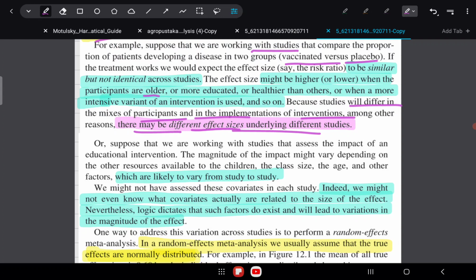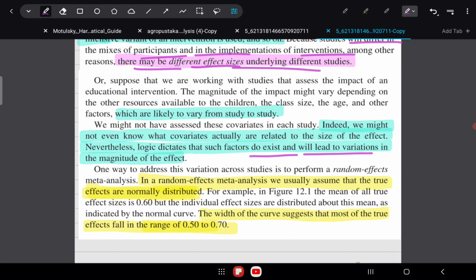And another example that this book gives is the impact of educational intervention. So let's say you are doing a meta-analysis to see the impact of educational intervention. Again, you have a reason to believe that the impact may be different across different studies, because different studies may have different populations, like different ethnic groups, different children, different class sizes, different age groups. We may not even be aware of these factors or covariates. It's not necessary that we are always aware of these factors, but logic dictates that these factors can exist, and these factors can cause variation in the magnitude of the effect across studies. So that is the primary reason to implement random effect modeling.